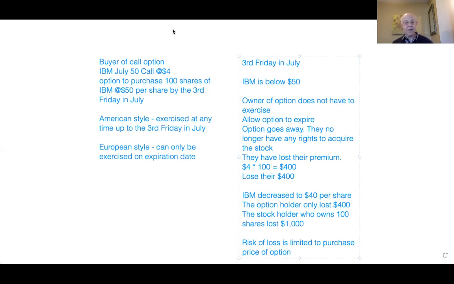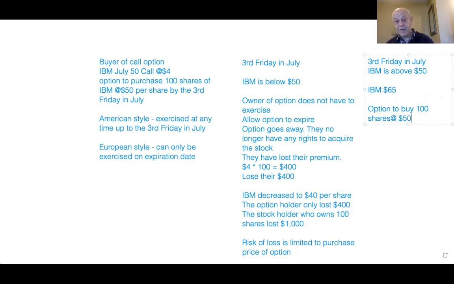All right, so this was the bad case. Now let's go over and let's do the good case. And what's the good case? The third Friday in July, IBM is above $50. So let's assume that IBM is $65. Now you have the option to buy 100 shares at $50 per share.